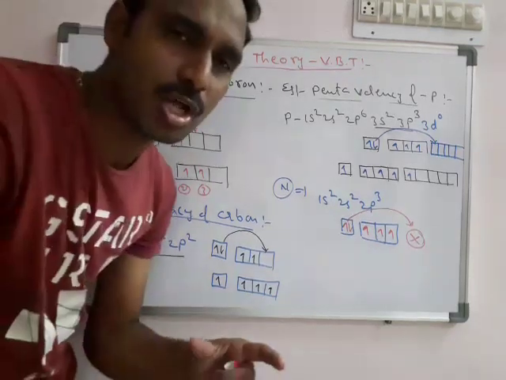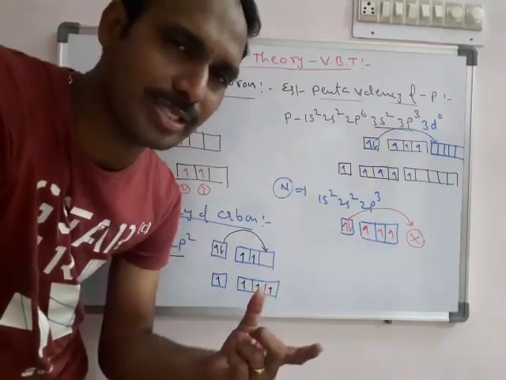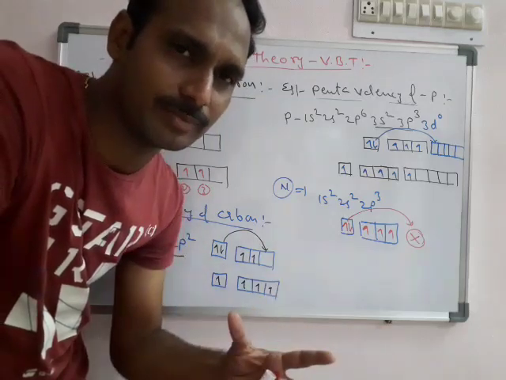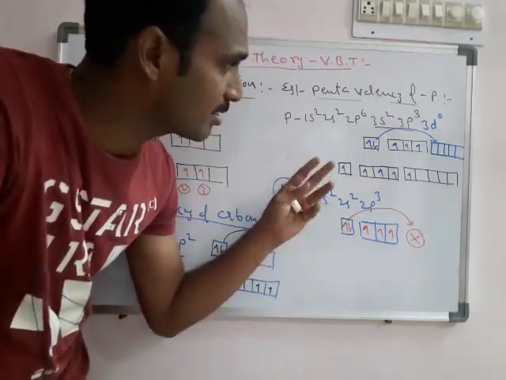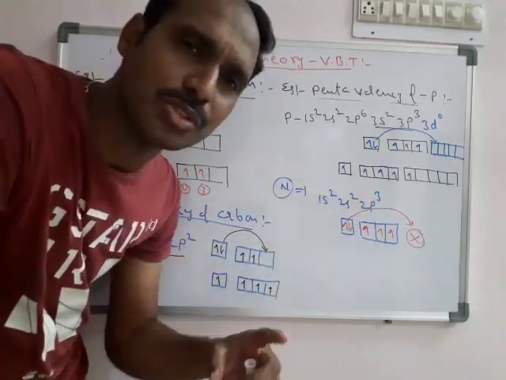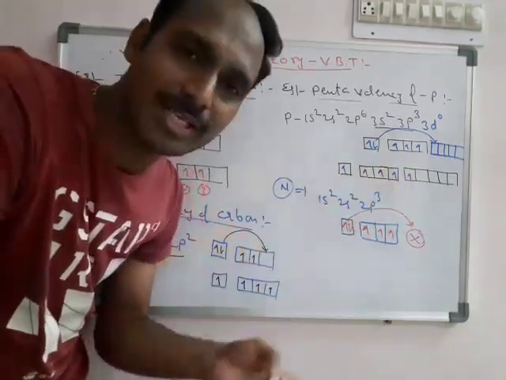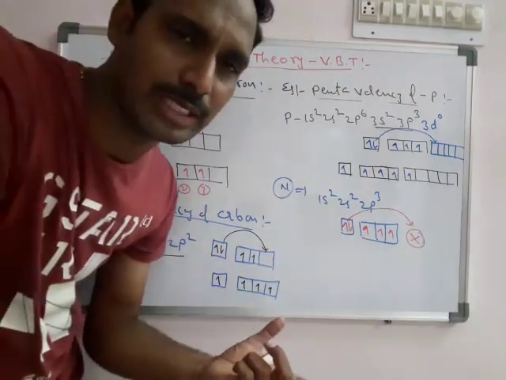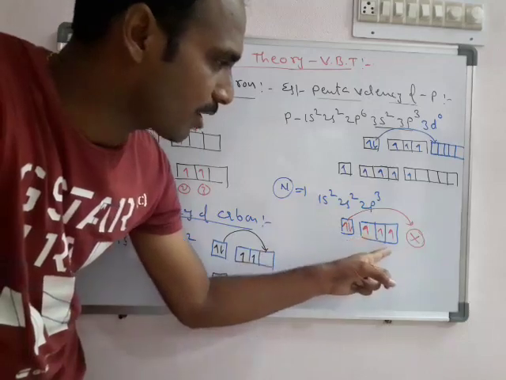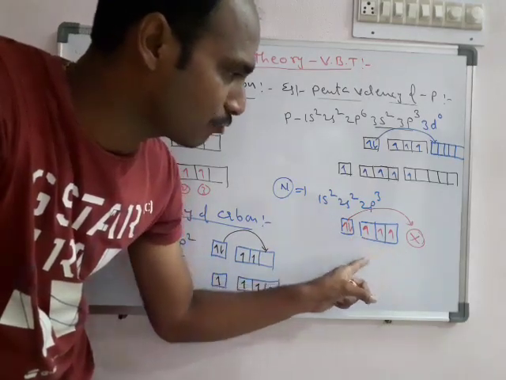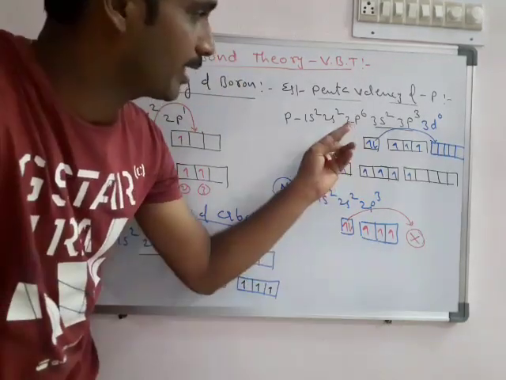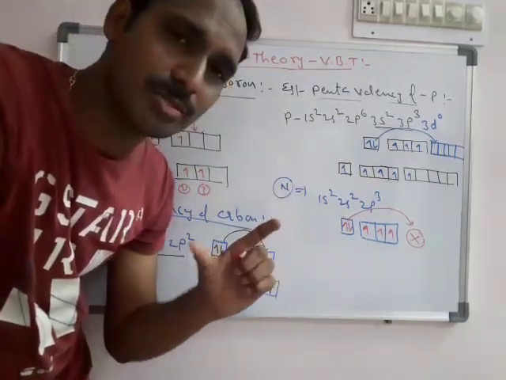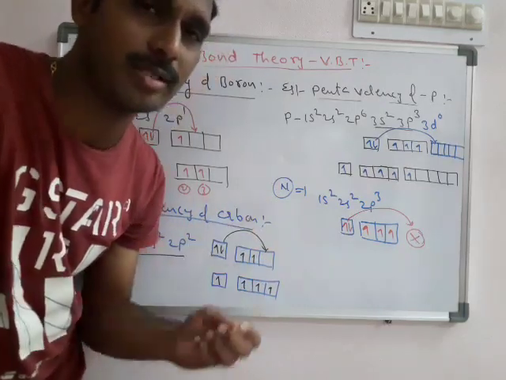If vacant orbitals are present, then only excitation takes place, and it can improve its valency. In phosphorus, the valency improves to 5 due to the presence of vacant d orbitals. But nitrogen does not have a vacant d orbital, so it can form only 3 bonds, whereas phosphorus can form 5 bonds. This concept is introduced by valence bond theory.